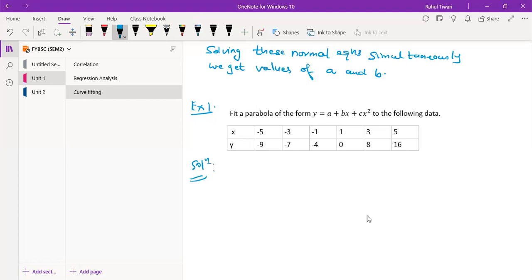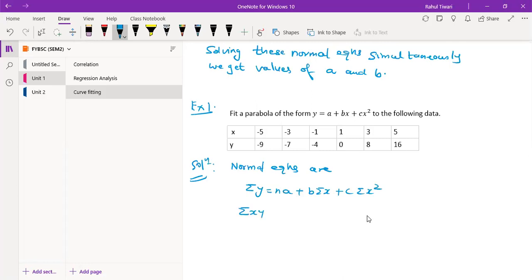So how do we do this solution? The solution is very simple. You need to write down the normal equations. So what are the normal equations you have? The normal equations are: summation y is equal to na plus b times summation x plus c times summation x square. Multiply by x, assuming that n is not there.